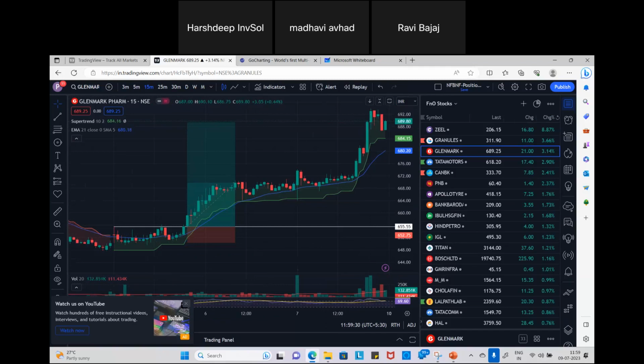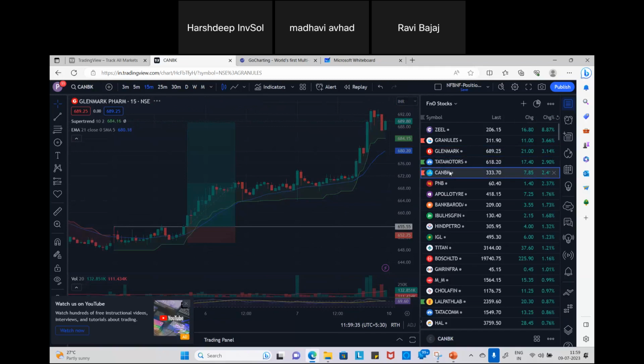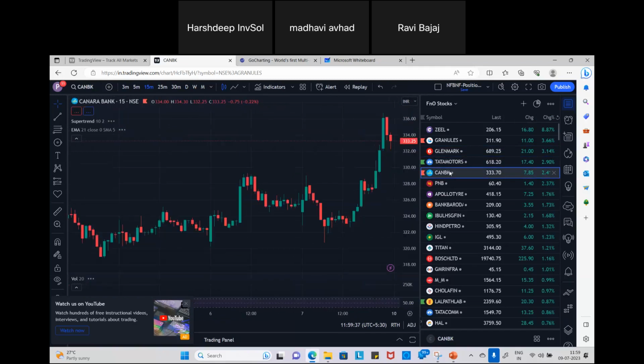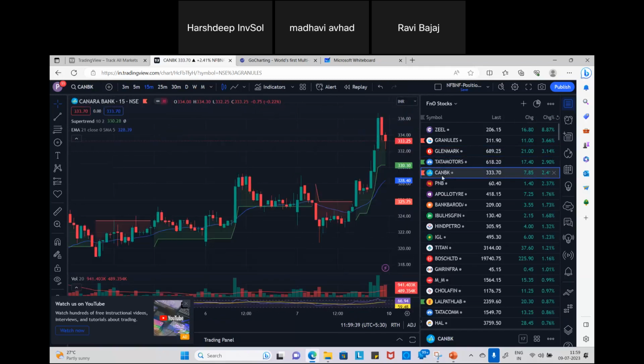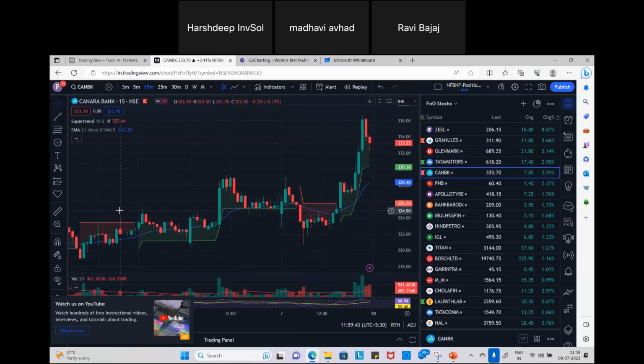क्लियर हो गया? Now we will also see Canara Bank. तो कैनरा बैंक में भी देखो, see अभी इसमें कैसे हुआ है, I will show you the false, how to identify the false criteria, false breakout.